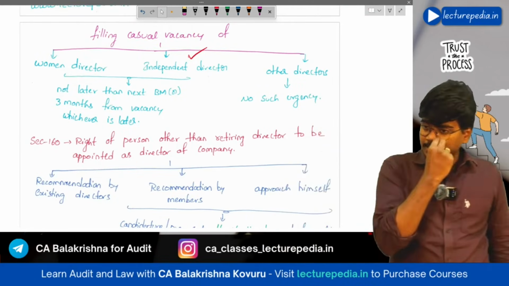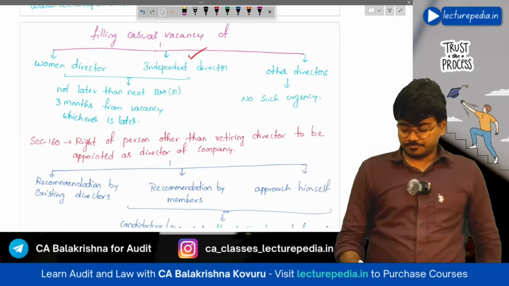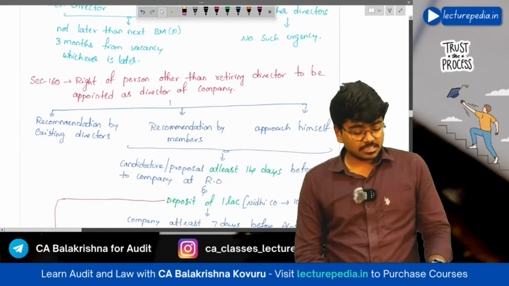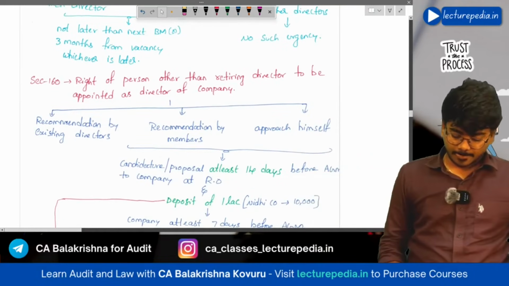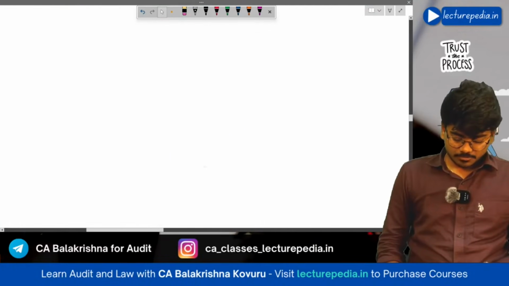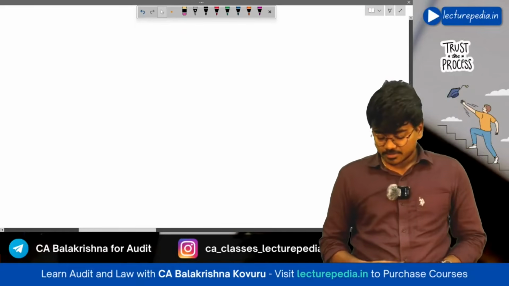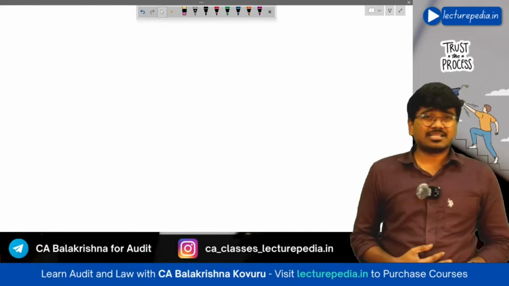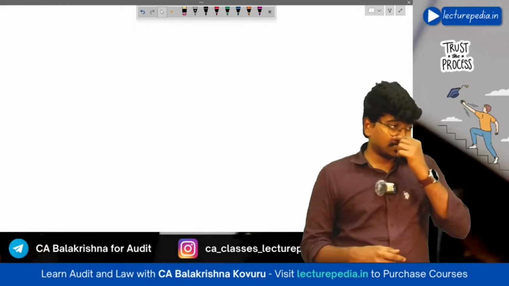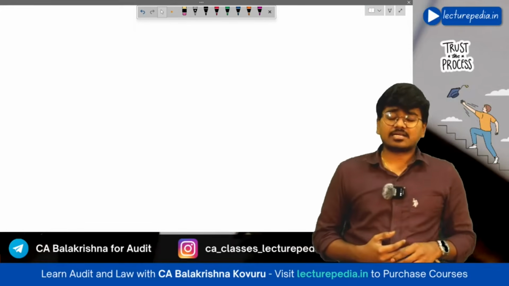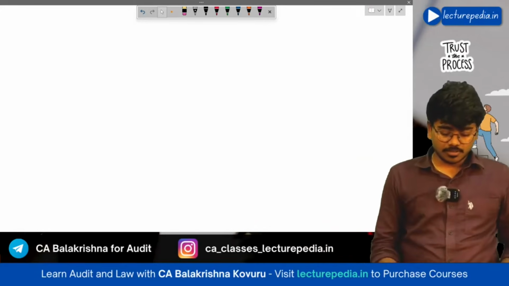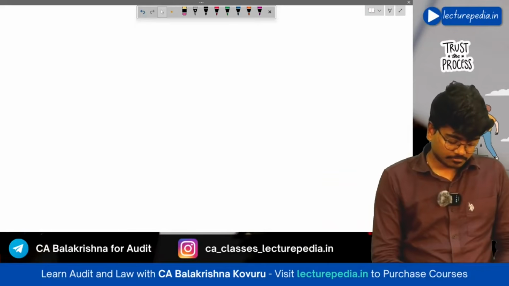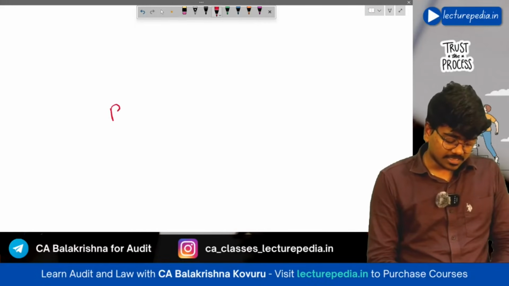Moving to section number 160. What is this? Basically, section number 160 is all about appointing a person other than a retiring director as a director. Let's say, for example, Reliance Industries.